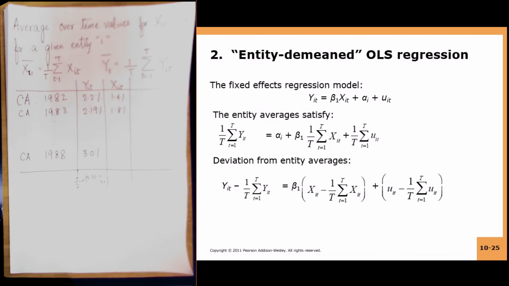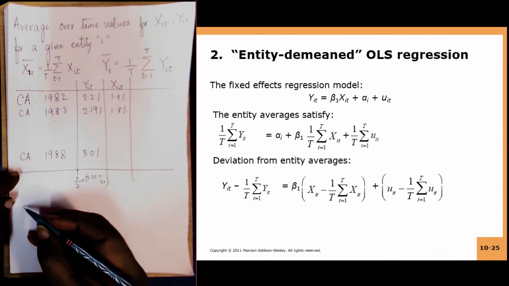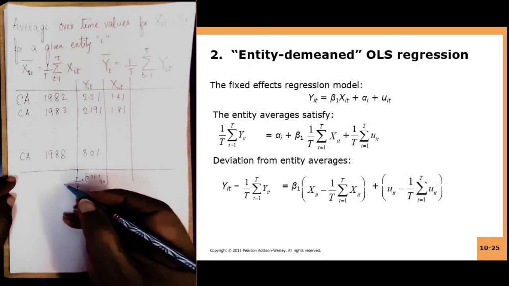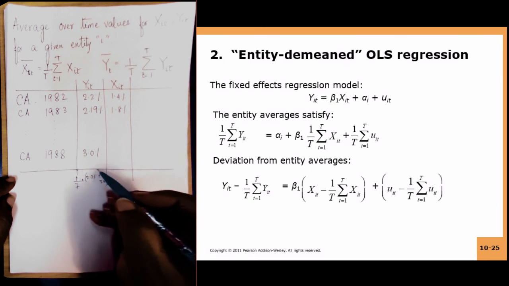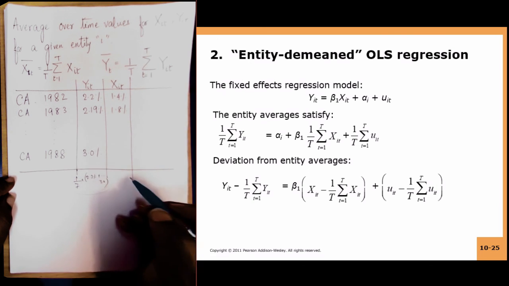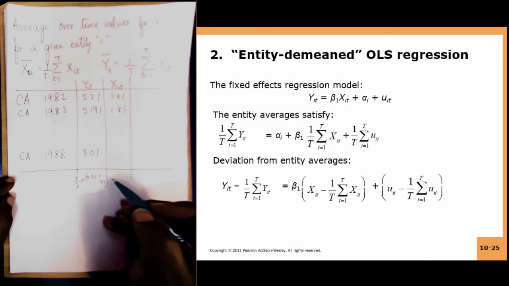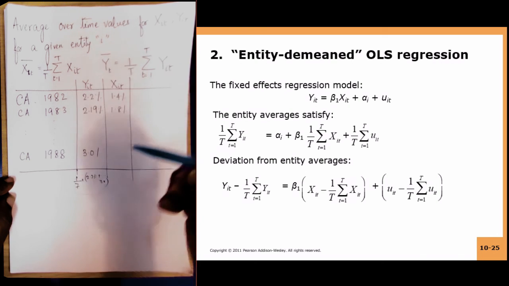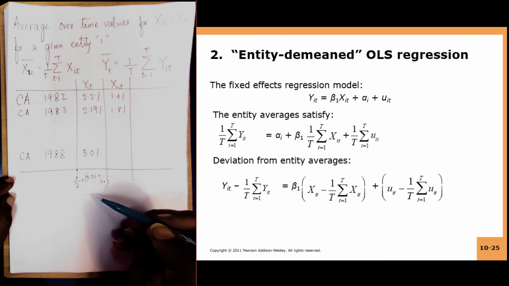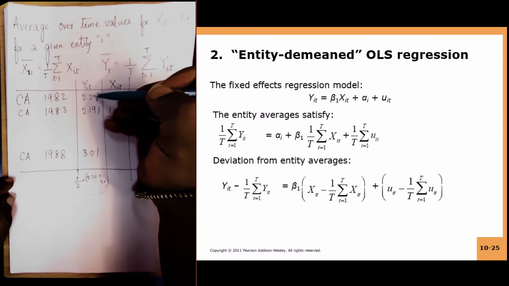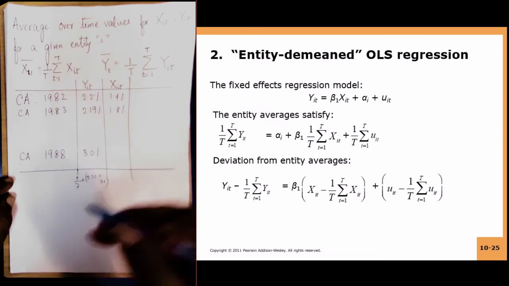Now, basically what you are trying to do is subtract the averaged quantity, the averaged fatality rate and the averaged beer tax, from each of these data points.